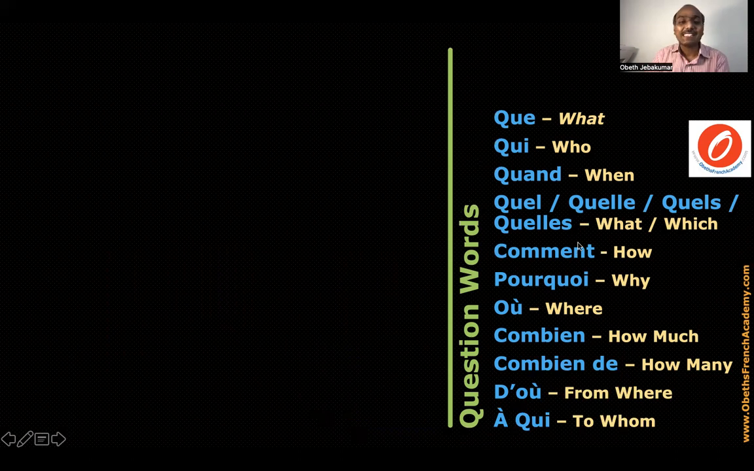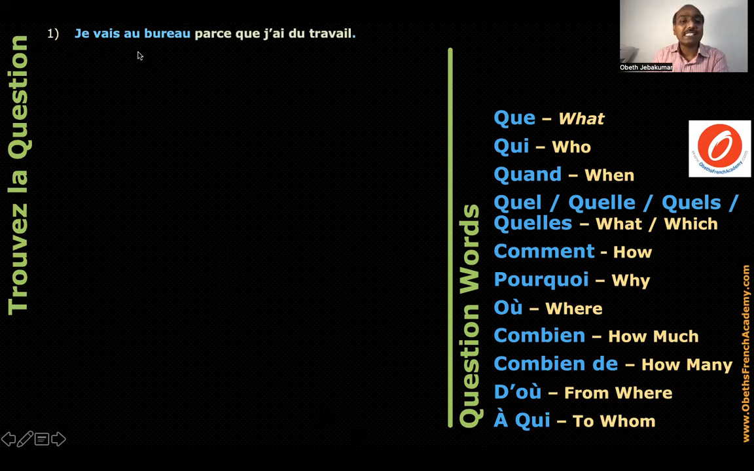Now let's go and do this exercise. Trouvez la question. The first answer: Je vais au bureau parce que j'ai du travail. So what's your translation? I'm going to the office because I have some work. So the reason is given there, because I have some work. So your question will be, pourquoi allez-vous au bureau? Why are you going to the office? And the other person says, je vais au bureau parce que j'ai du travail. I'm going to the office because I have some work.